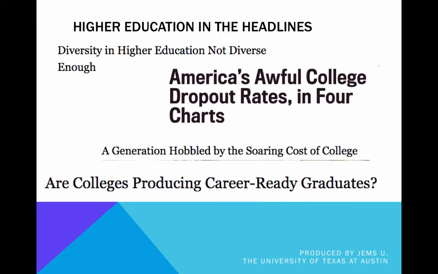Are colleges producing career-ready graduates? These headlines represent only a tiny fraction of the articles written about the problems with costs, learning, diversity, retention, career preparation, and 4-year graduation rates associated with higher education today. So it's clear that higher education isn't perfect. But what can be done?